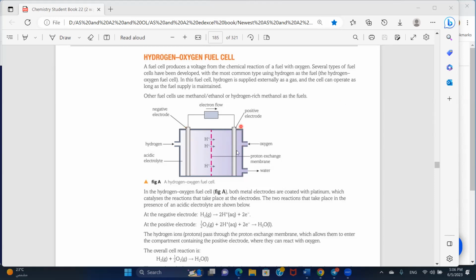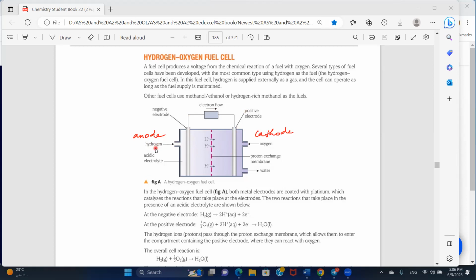These electrodes are made of platinum, and they are connected, of course, by wires so that the circuit is closed. The place where the hydrogen enters, we call the anode. And the place where oxygen enters, we call the cathode. As we know, in fuel cells, usually the anode produces the electrons and the cathode gains the electrons. So electrons should come out from the anode and go through the electric wires towards the cathode.